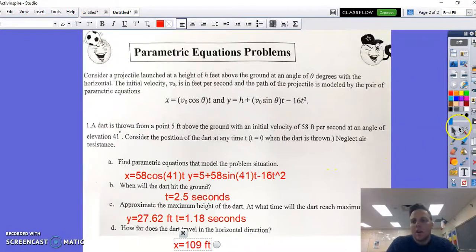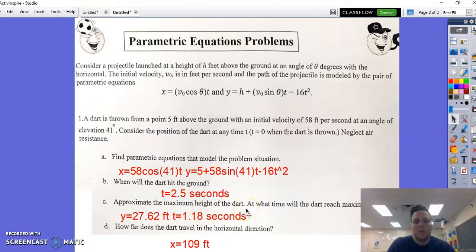So that's really all you have to do. Most of this work can be done in a calculator for you.